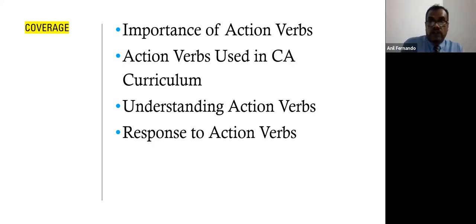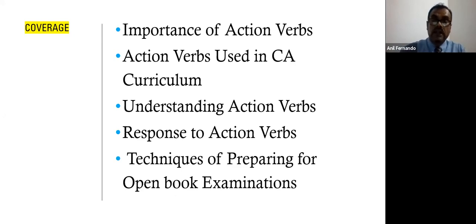When there are actions and commands, there are reactions and responses. But your responses are not seen in any other form, only in written form. We can respond to actions in different forms. If someone asks you to run, then you run. That is a physical action. But whatever the action verbs used in the examination, your actions are limited to written responses, nothing else.